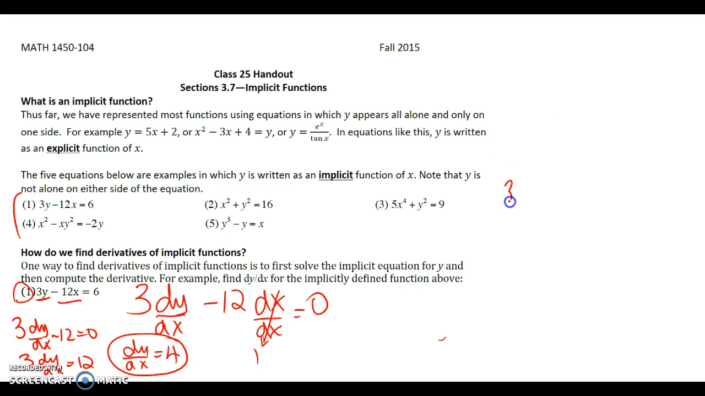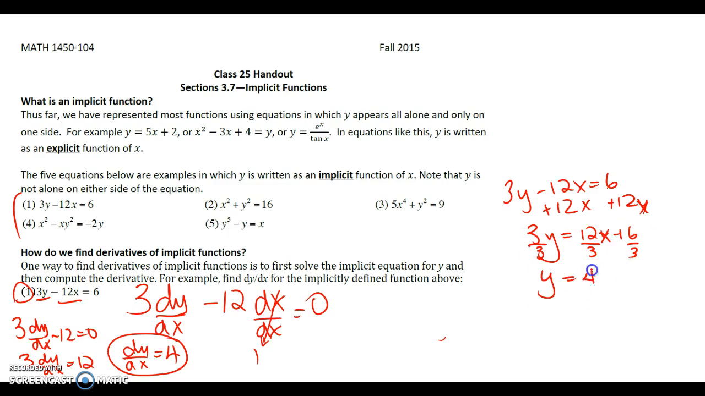Well, let's take this same equation, and in this case we can solve this for y, can't we? So 3y equals 12x plus 6. We'll divide everything by 3. y equals 4x plus 2. Now, the derivative of y with respect to x equals 4. We got the same answer. So implicit differentiation is definitely a tool to use when we cannot get y by itself.